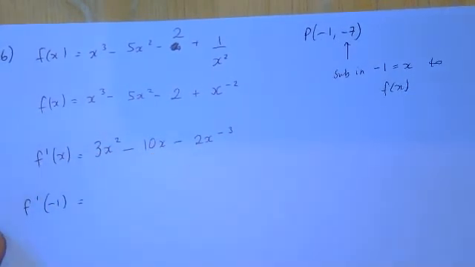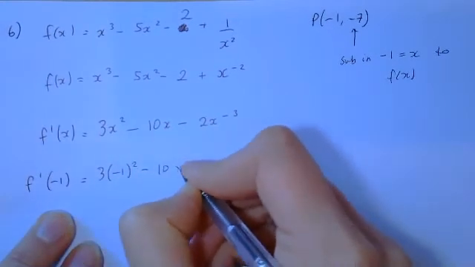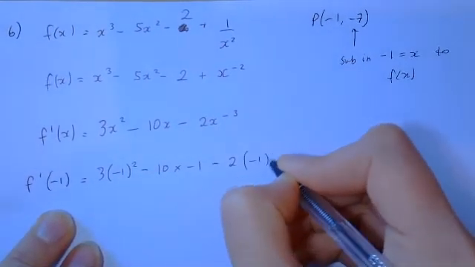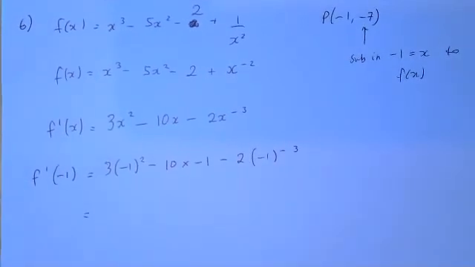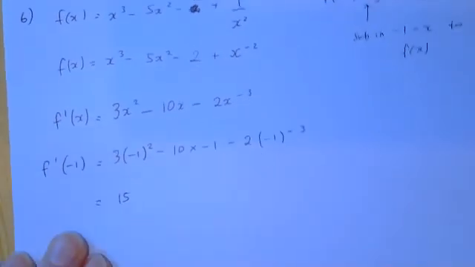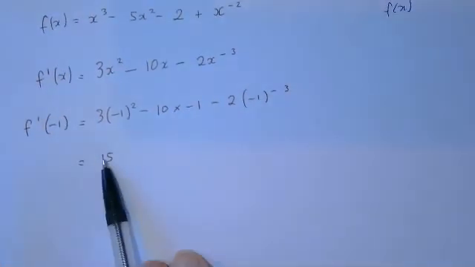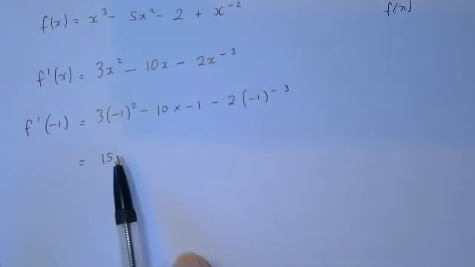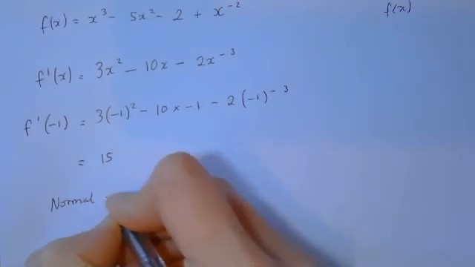Now I want the normal at P. So I'm going to do f dashed of minus 1. So that's going to be 3 times minus 1 squared minus 10 times minus 1, like that. So I'm going to put that in and see what I get. I get 15. Right, so the gradient of the function at the point minus 1 is 15.